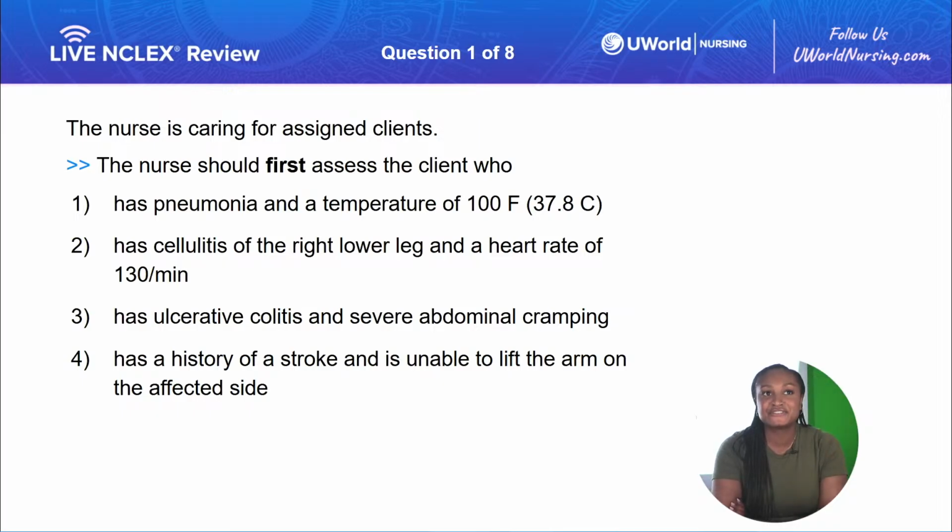The nurse is caring for assigned clients. The nurse should first assess the client who, what? Option 1, has pneumonia and a temperature of 100 degrees Fahrenheit. Option 2, has cellulitis of the right lower leg and a heart rate of 130 beats per minute. Option 3, has ulcerative colitis and severe abdominal cramping. And option 4, has a history of a stroke and is unable to lift the arm on the affected side.